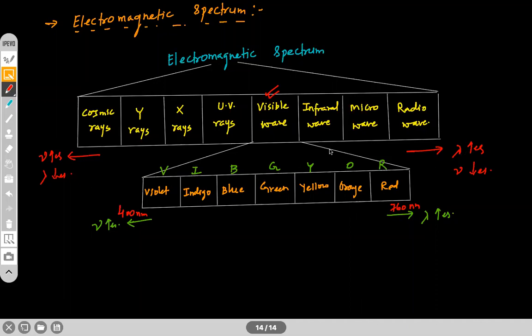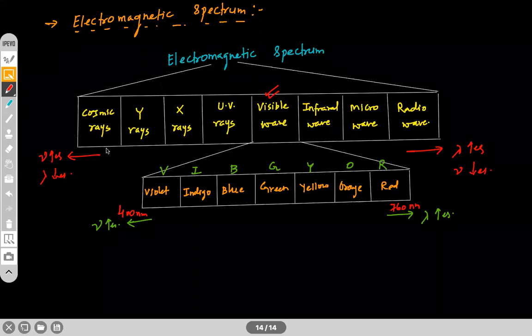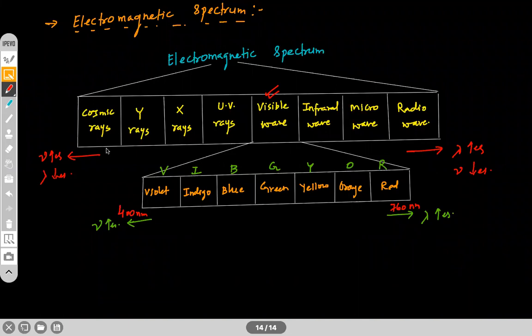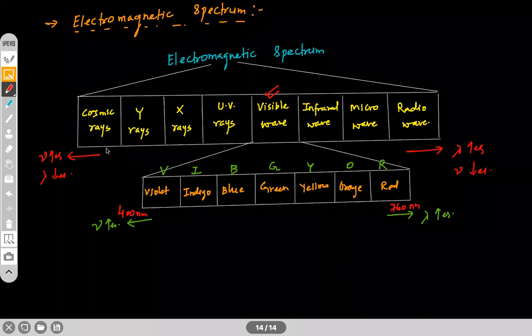Yeah, Shraddha, tell me, what did you write for the last point? Did you write the electromagnetic spectrum, the definition of it? What is electromagnetic spectrum? Can you just start from the beginning, because I don't know.